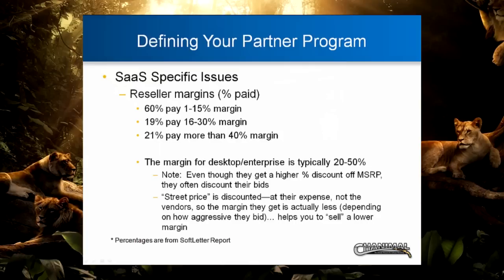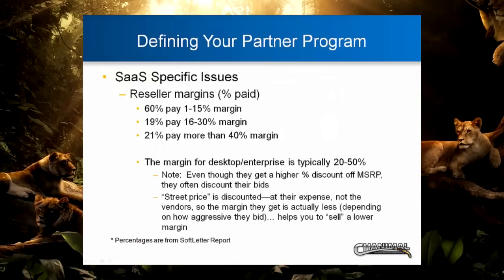Because here's the typical reseller margins for SaaS. Typically, 60% pay about 1 to 15% margin. What that really is, 10 to 15%, is your typical affiliate fee. So that's why they're affiliates. They're not really resellers. They're affiliates, and that's common. Some pay 16 to 30% margin. 21% pay 40% margin or higher. And some of those might even be smaller companies that are getting very, very aggressive. Okay, but there's also something very different.